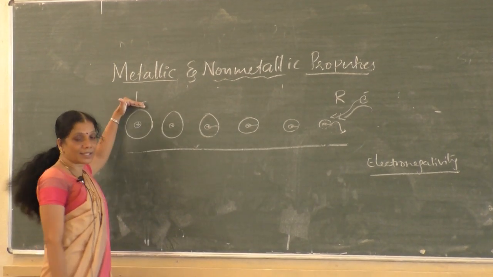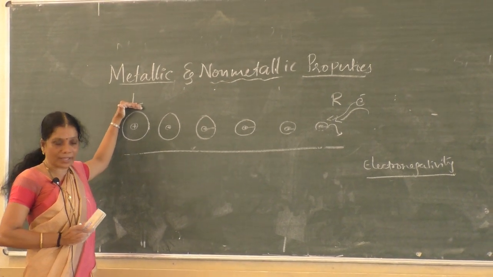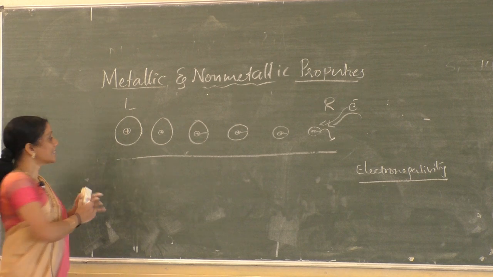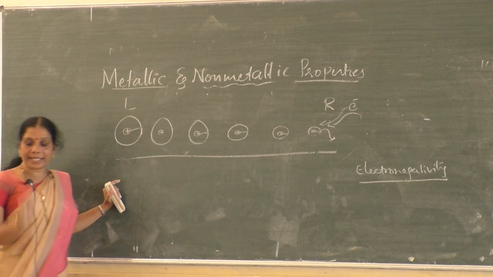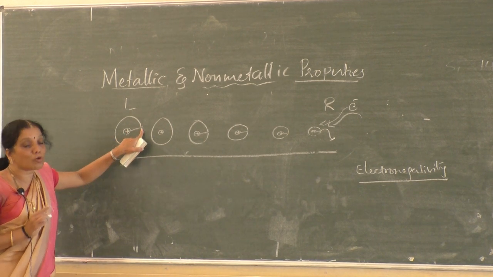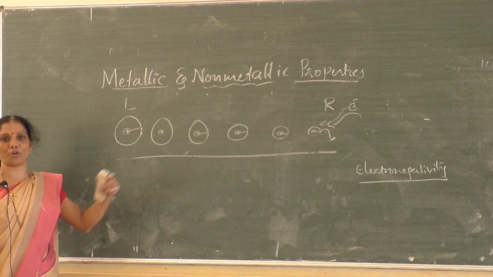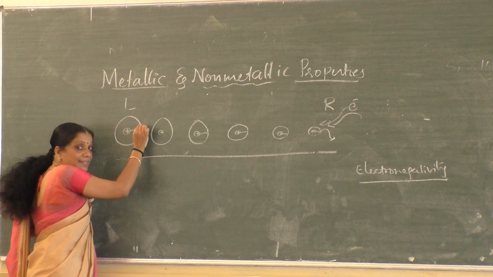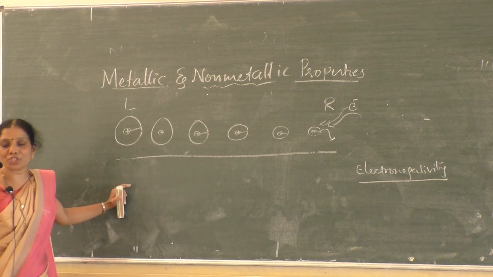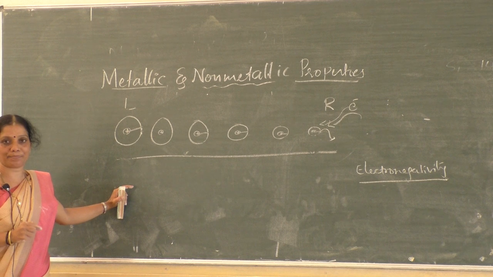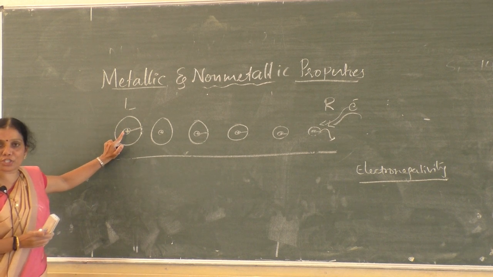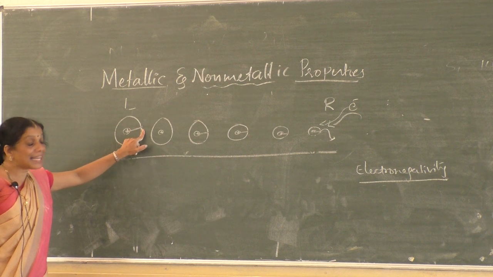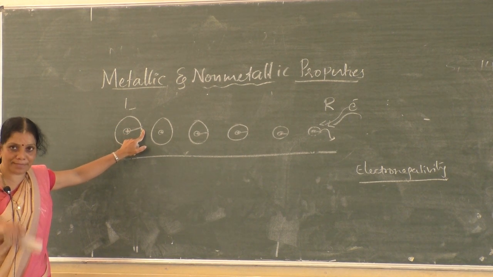If you consider the elements present on the left side, you can observe the size is larger, isn't it? Larger size means the distance between the nucleus and the outermost shell is more. Since the distance is more, the nuclear force of attraction is less. The attractive force by the positive particle on the last electron, the valence electron, is less.